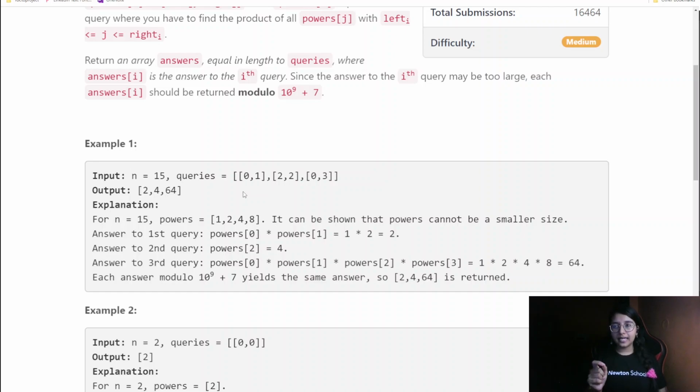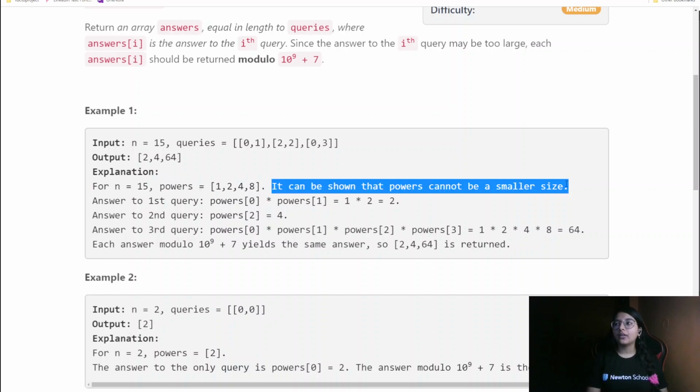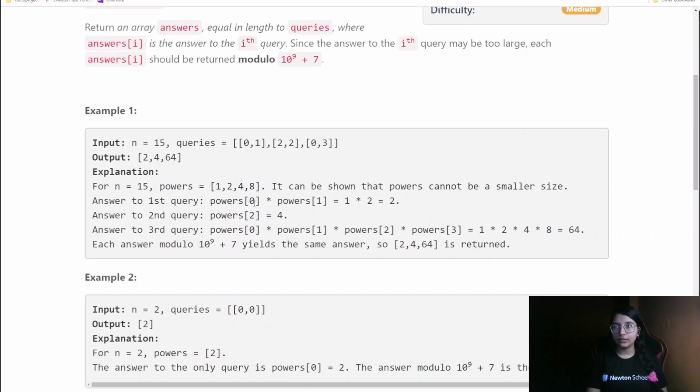So that's why the most appropriate term to use here is power of 2. The powers array which we will be forming will consist of all the powers of 2. Now for n equal to 15, powers equals this particular array, right? It can be shown that powers cannot be of a smaller size. So that is also a thing.